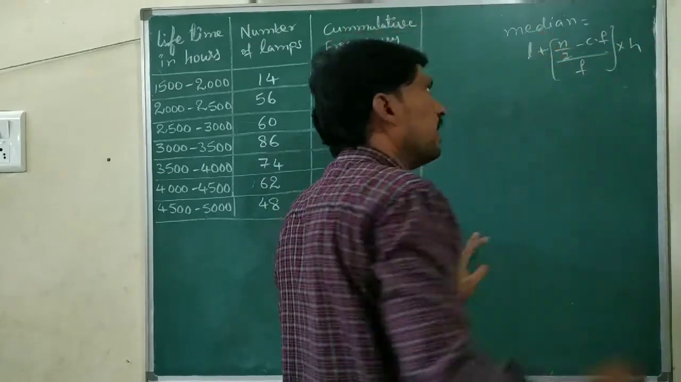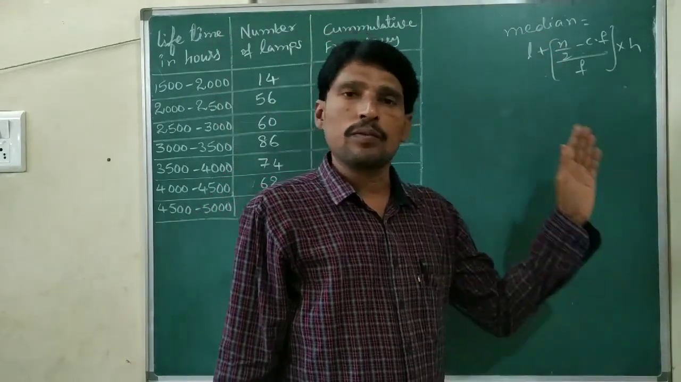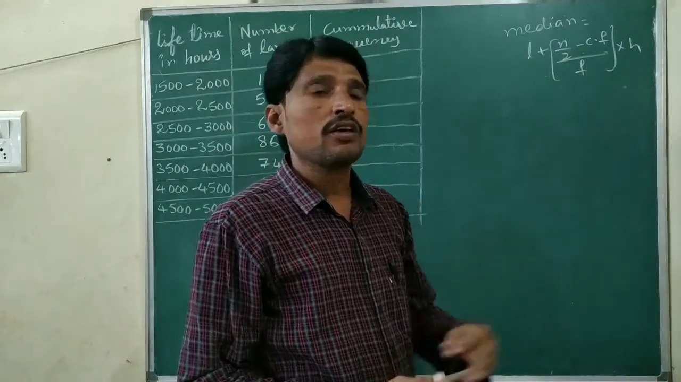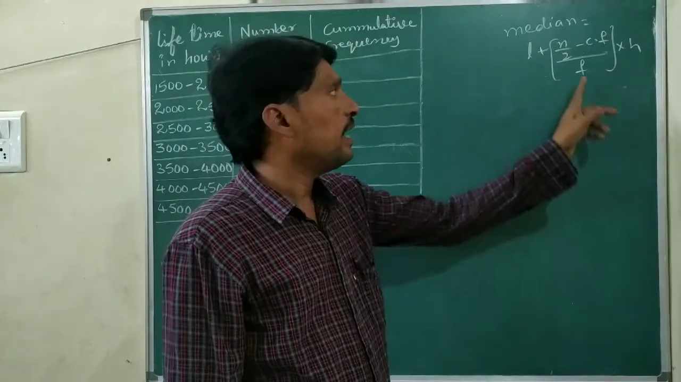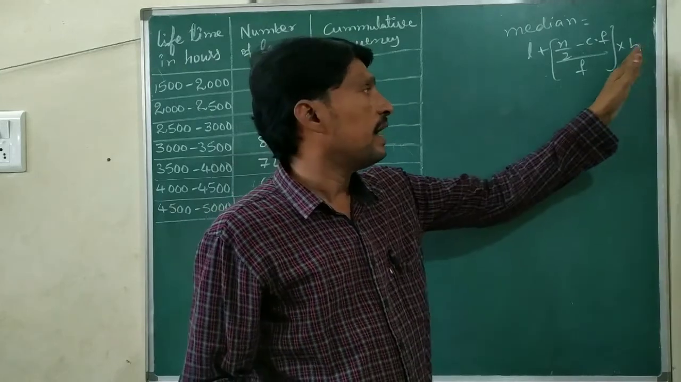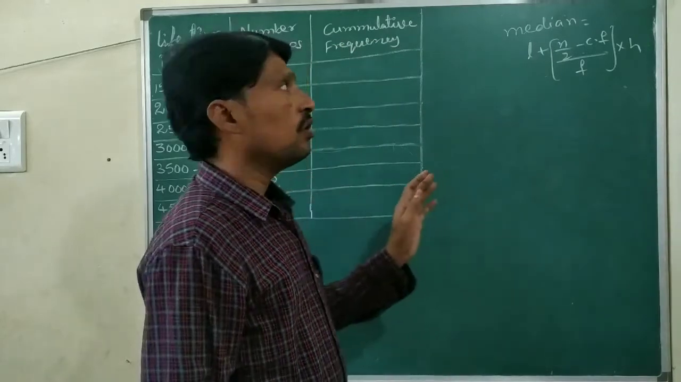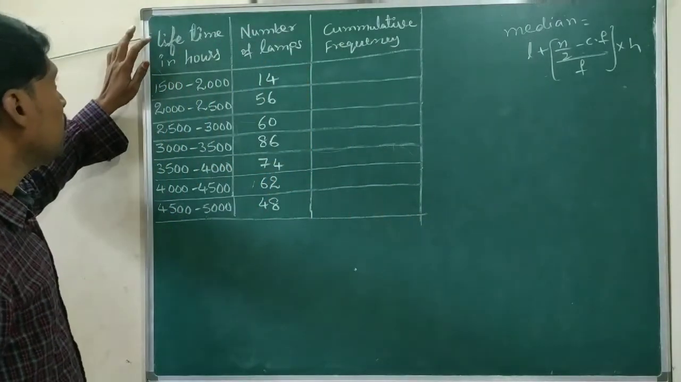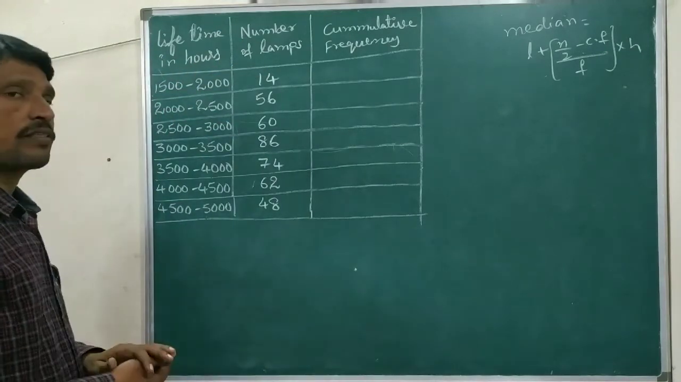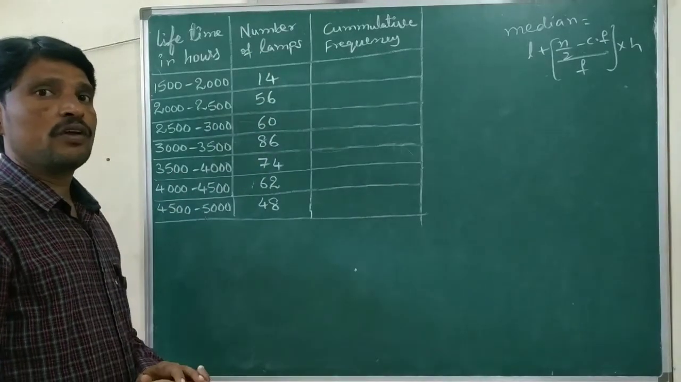Here L means lower boundary of the median class, N means sum of the frequencies, CF means cumulative frequency of the class preceding the median class, F means frequency of the median class, and H means size of the median class. Now in the table, lifetime in hours we are taking as class intervals, and number of lamps we are taking as frequency.